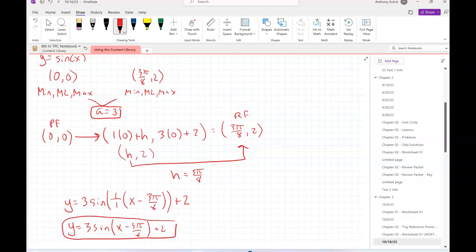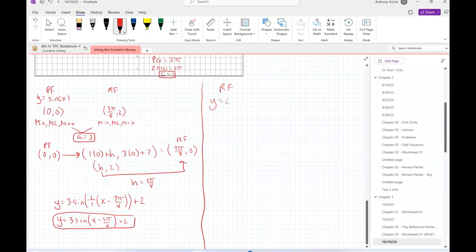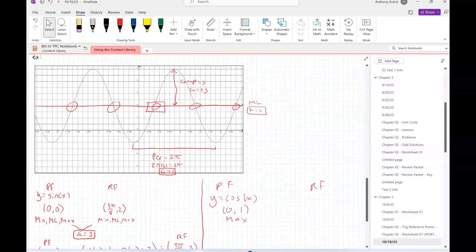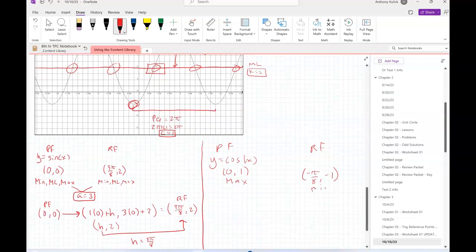Yeah, certainly. Or if I had chosen to do this as a cosine, again, we always pick the point 0, 1, which is a maximum. From our graph, I need to pick an extreme point. I'll pick this one here. So that's negative pi over 8, comma, negative 1, which is a minimum.